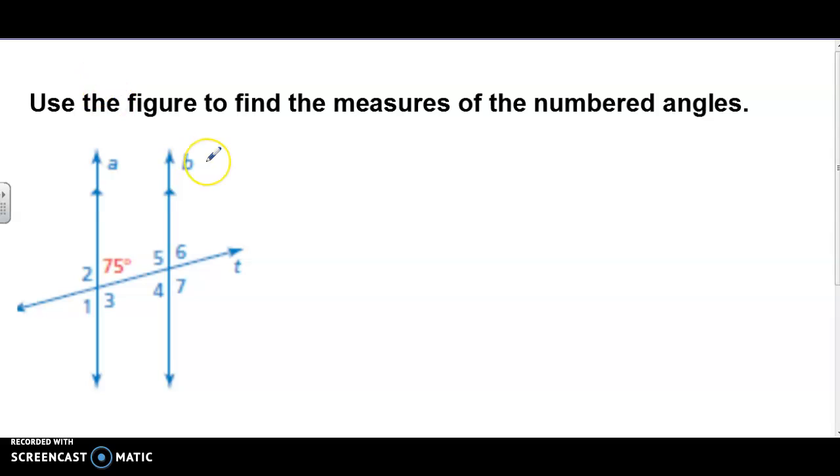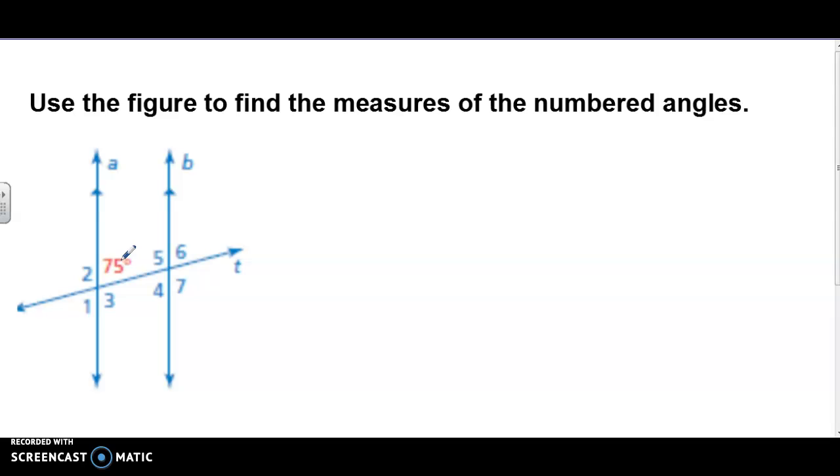So let's use all the information that we've learned so far to find out what all of these other angle measures are. They're only giving us one. They're saying that this angle here is 75 degrees. So let's find out what the other angles are. Well, let's first use alternate interior angles.